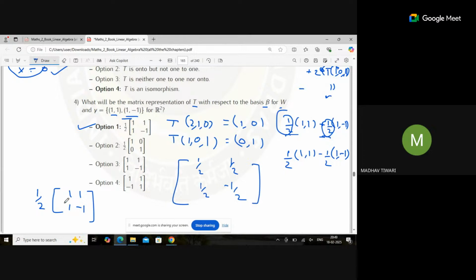Okay, so what I did, I multiplied it by 2 inside. I multiplied 1 by 2 times 2, so all the 2's got cancelled, and the remaining is my matrix, 1 by 2 times this. So now let's move on.